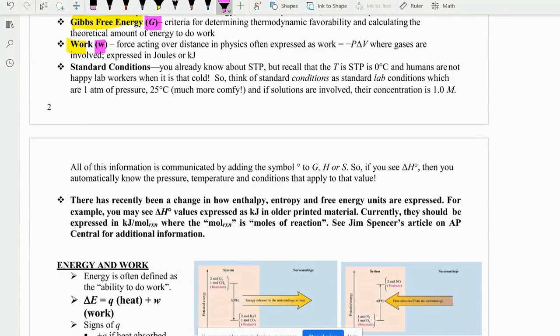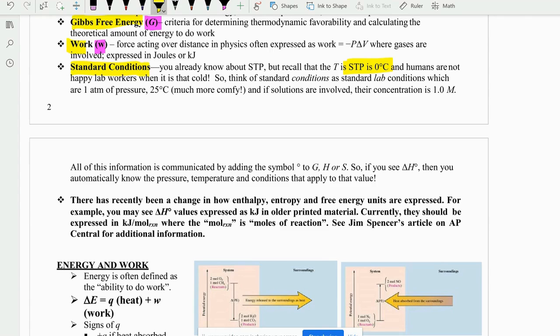And then you have standard conditions. Please don't confuse this with STP, which is standard temperature and pressure. So STP is not the same as standard conditions. When chemistry is being held at STP, it is being held at 0 degrees Celsius and 1 atmosphere. Now, I don't know if you guys know how cold 0 degrees Celsius is. It's cold. It's freezing. It literally is freezing. It's 32 degrees Fahrenheit.